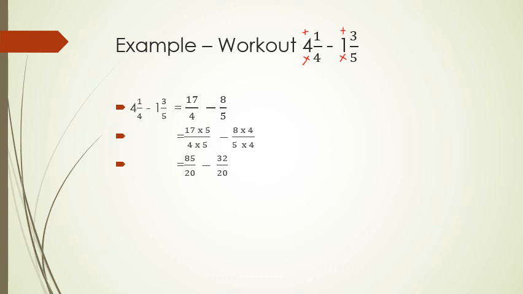So now you have the denominator common. You will keep it as common only and you are going to subtract the numerator part only. So 85 minus 32 gives you the answer as 53. 53 by 20 is your final answer.